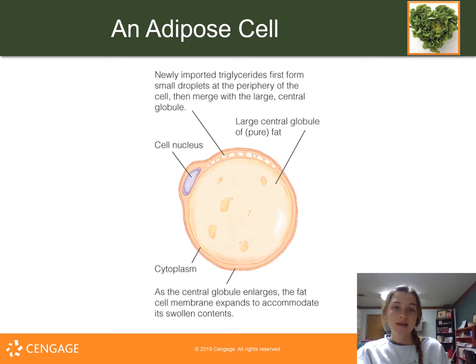With an adipose cell, its newly imported triglycerides first form the small droplets on the outer edge of the cell, and then they merge with the large central globule. The large central globule, that's going to be pure fat in the cell. Then you've got the cell nucleus on the edge, cytoplasm, and as the central globule enlarges, the fat cell membrane extends to accommodate its swollen content. So that's why it's stored.